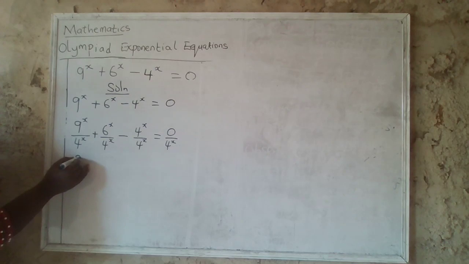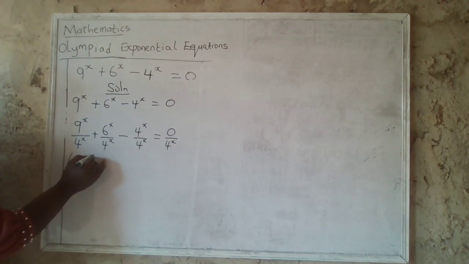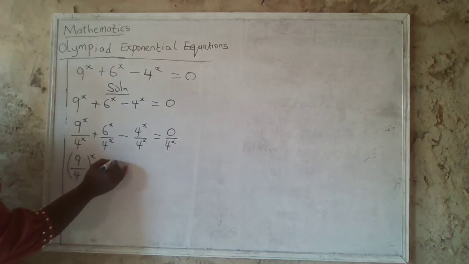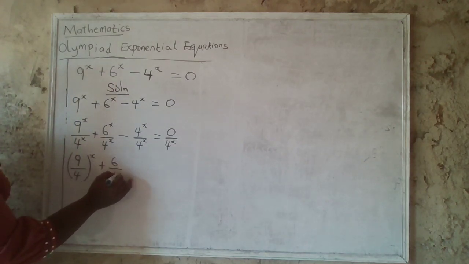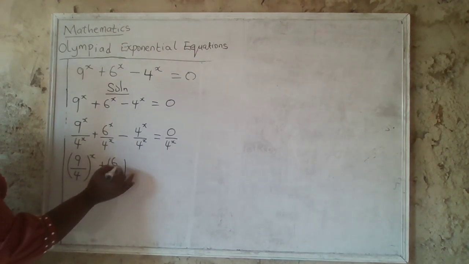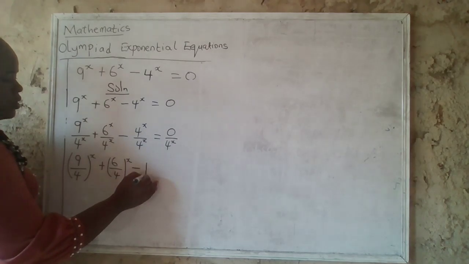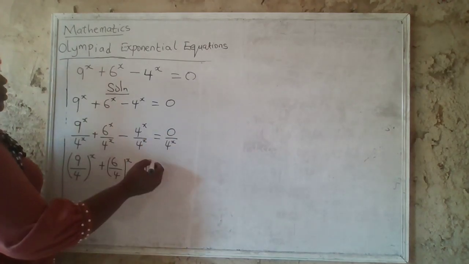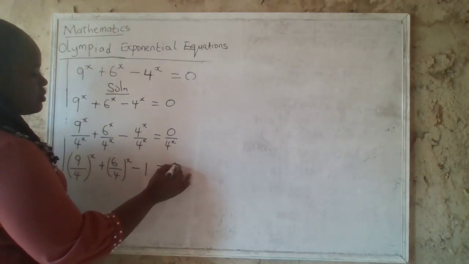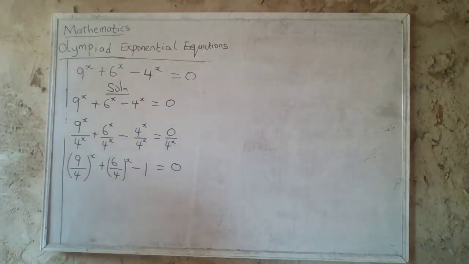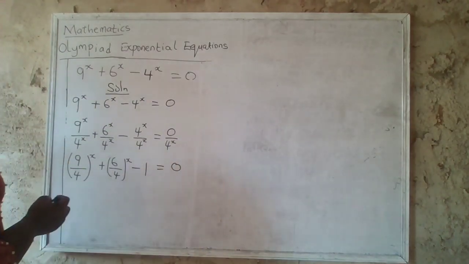Having done this, I can now rewrite 9 raised to power x over 4 raised to power x as 9 over 4 all raised to power x plus 6 over 4 all raised to power x minus 1. 4 raised to power x, we cancel, equal to 0. 0 divided by any number is always 0.